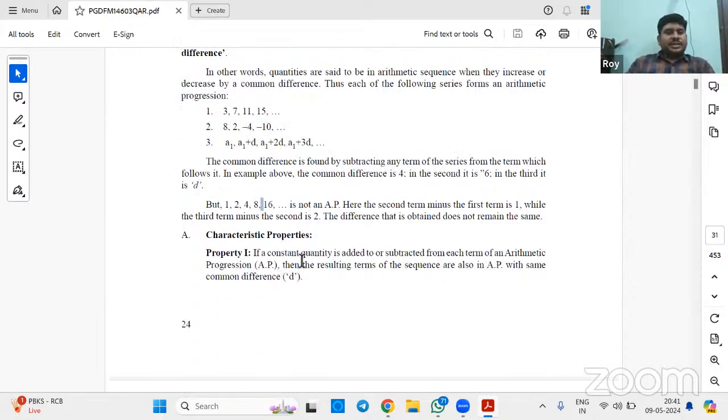What are the characteristics? If a constant quantity is added to or subtracted from each term of an arithmetic progression, the resulting terms of the sequence are also in AP. That is, 2, 4, 6, 8, 10. Right, that is the series. Let us say if I subtract 1 from all the values, the same will come. 2, 4, 6, 8. If I subtract 1, 2 minus 1 is 1, and 4 minus 1 is 3. A similar series will come, the same difference will be there. That is property number 1.